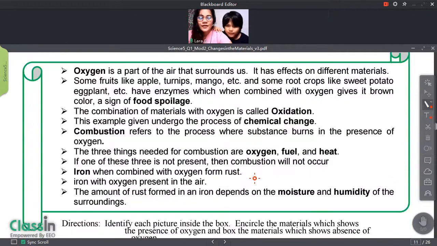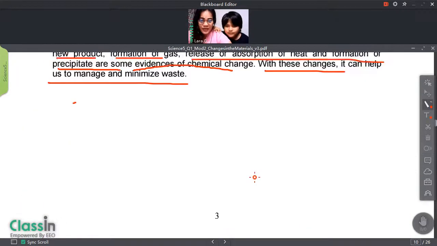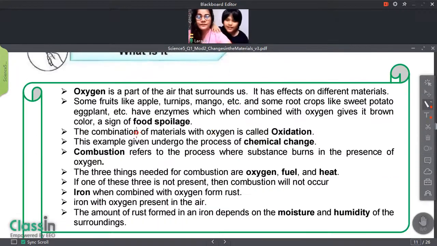So, before nato ni ang siran, dili sa tanaw. Oxygen is a part of air that surrounds us. It has effects on different materials. Yes. When there's a period, you need to stop. So, oxygen is part of the air. So, ang atong air is not just composed of oxygen. It is composed of a little hydrogen, a little nitrogen, and many gases. Okay.